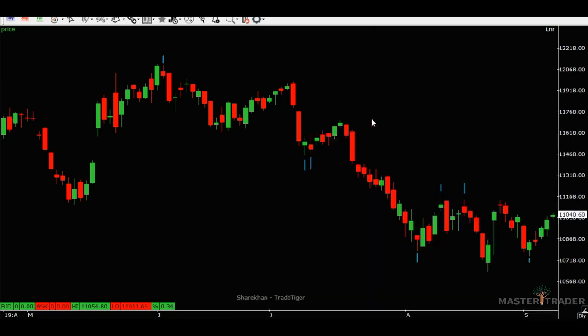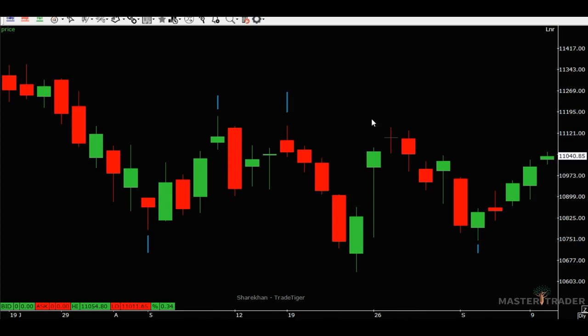Okay, so let's look at some examples, right? So you can see one right here. Price was in a nice downtrend, and we got this nice hammer. Okay, and you can clearly see the reversal, right? Now let's see here. Price was going up nicely.